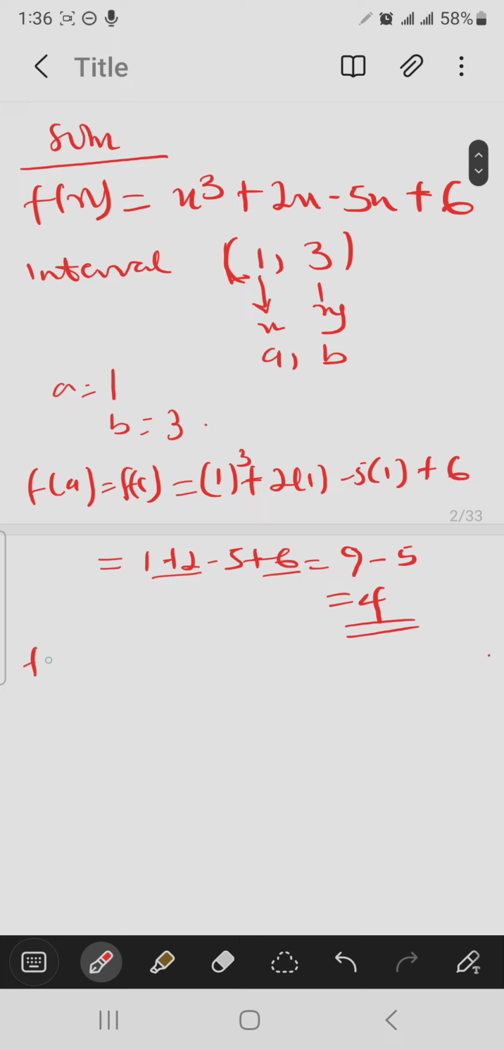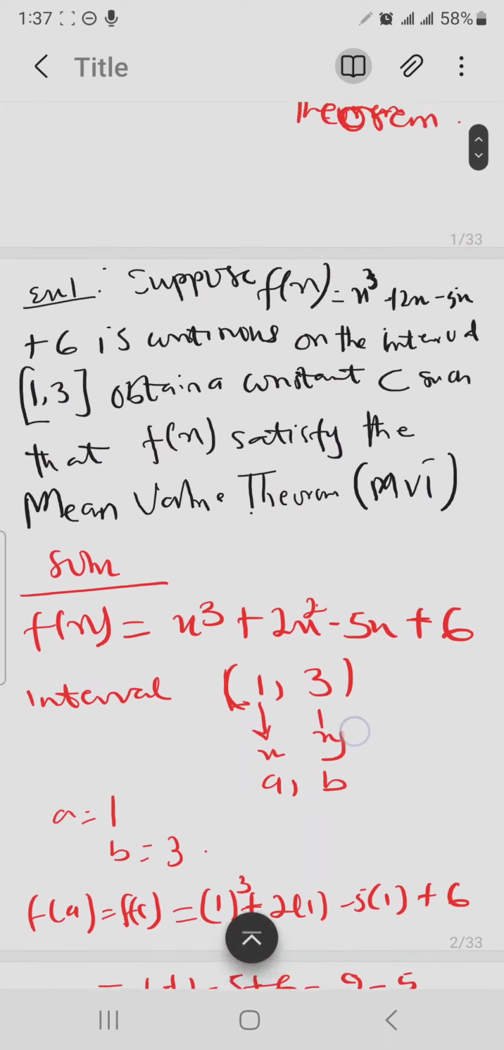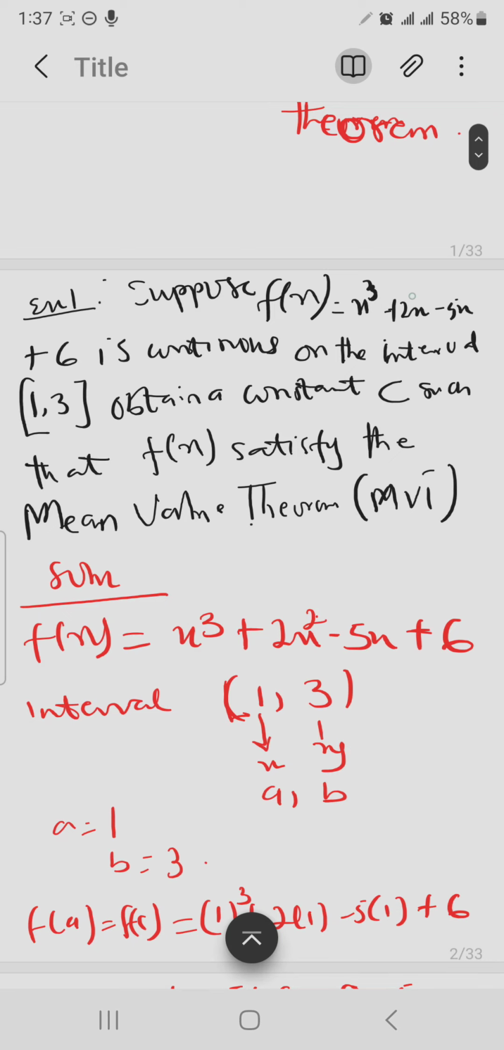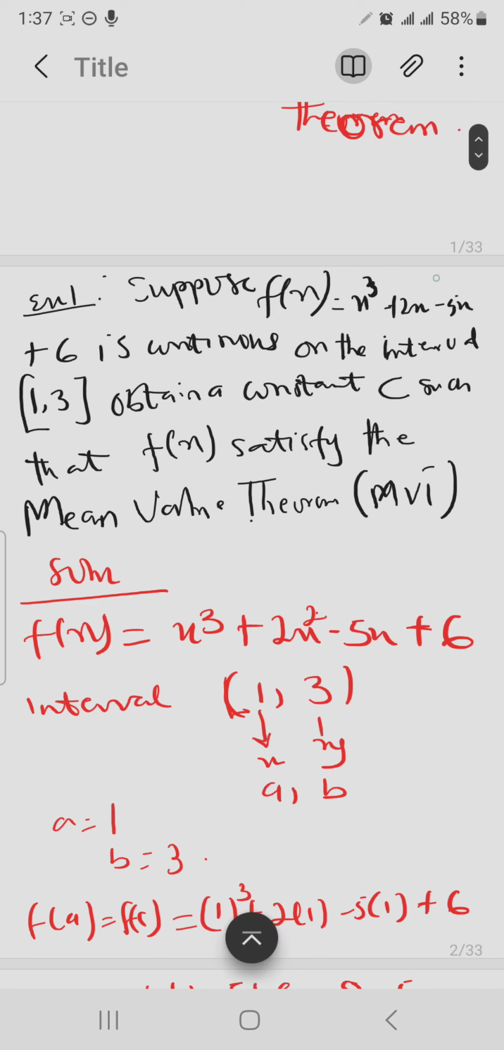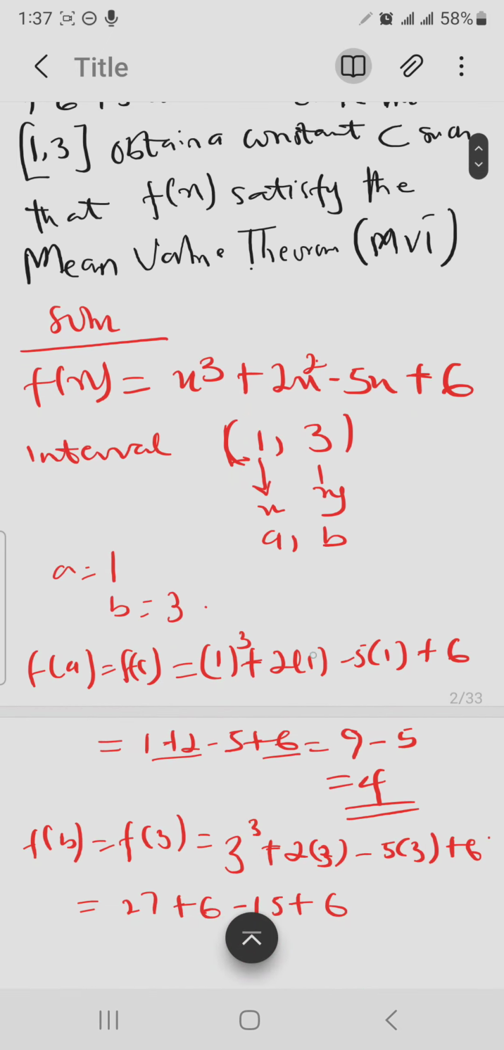Now we find f of b, which is f of 3. So this is going to be 3 raised to the power 3 plus 2 multiplied by 3 minus 5 into 3 plus 6. Oh, this one is squared. Sorry, the power 2 is from the question; I don't know if I added it. It's a mistake on my part. It's supposed to be squared: 2x squared.